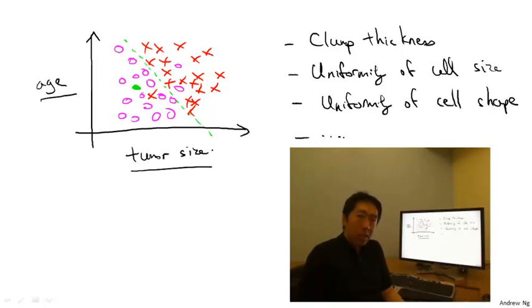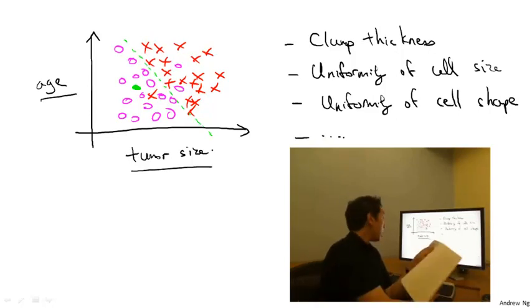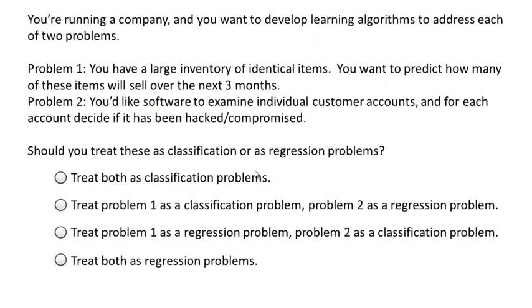So just to recap, we talked about supervised learning, and the idea is that in supervised learning, in every example, we're given the quote correct answer, the correct output value that we're trying to predict, such as the price of the house or whether a particular tumor is malignant or benign. We also talked about the regression problem, where the goal is to predict a continuous valued output, and the classification problem, where the goal is to predict a discrete valued output. So here's a quick wrap-up question.